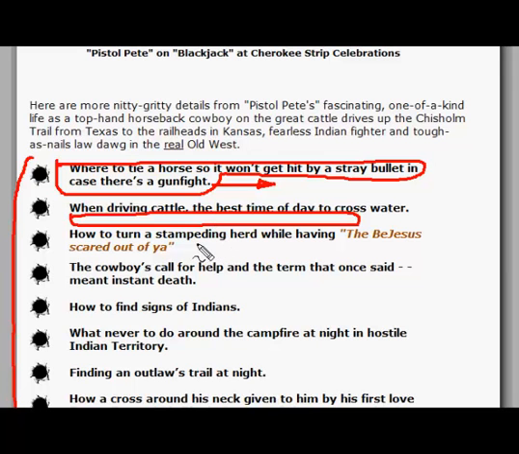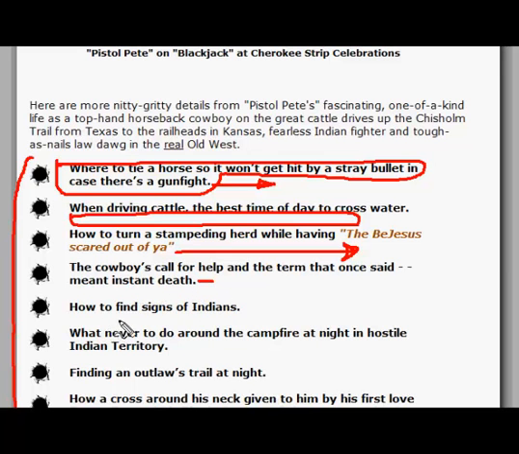How to turn a stampeding herd while having the scared scared out of you. Again, you want to flesh out this bullet point a little bit more, to say how would this benefit me? Why do I need to do this? The cowboys called for help, and the term that one said meant instantly. Okay, this can stand on its own.